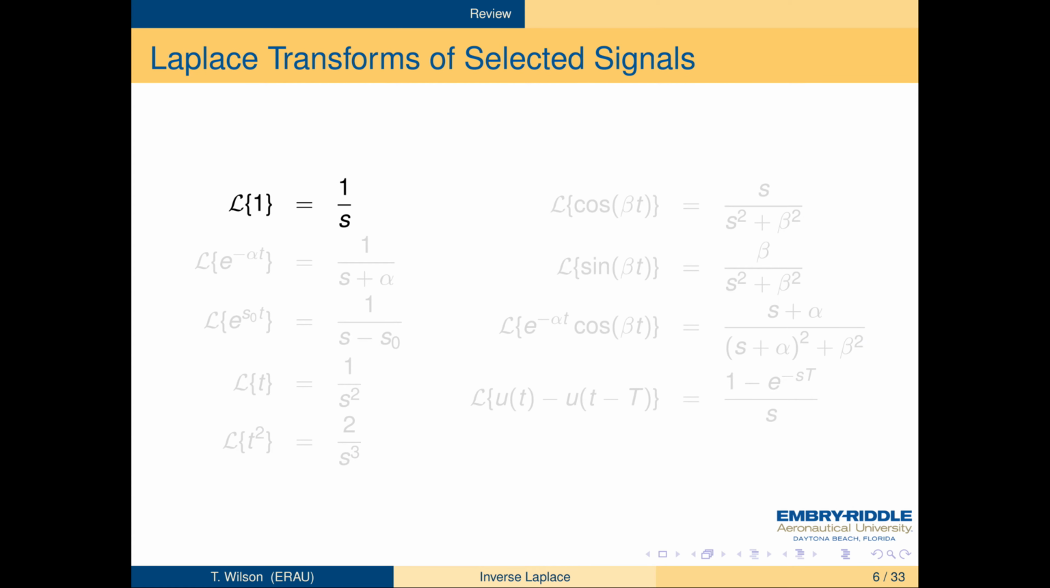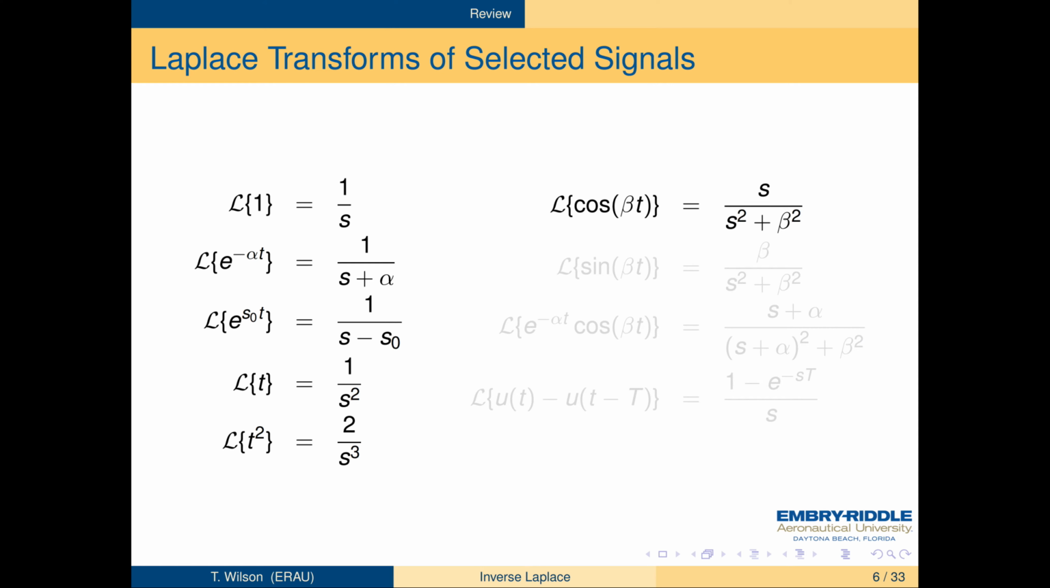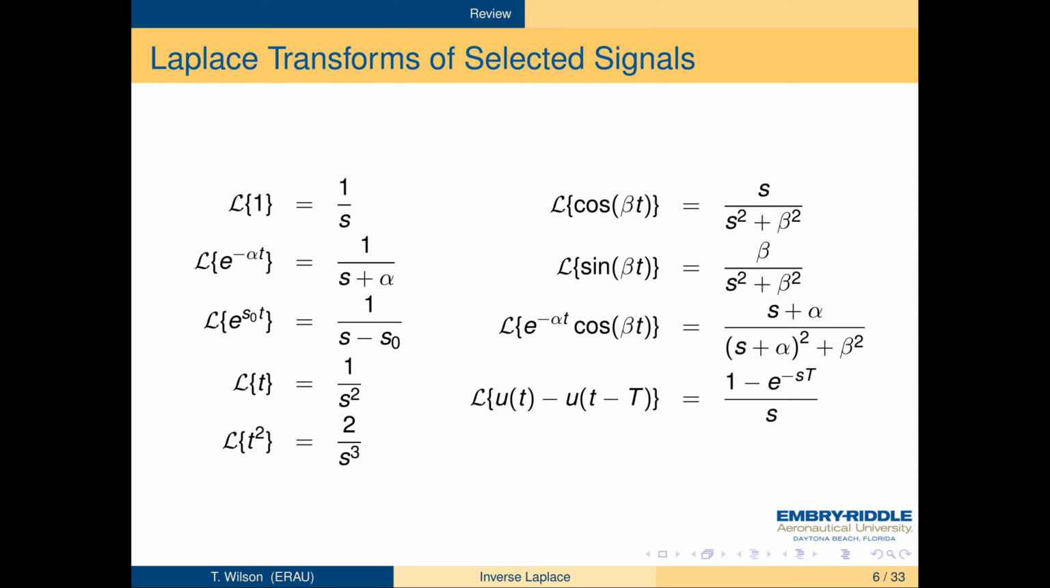We found Laplace transforms for the constant waveform, decaying exponential, the complex exponential, a ramp, a parabola, cosine, sine, a cosine with an exponential envelope, and the rectangular pulse waveform.